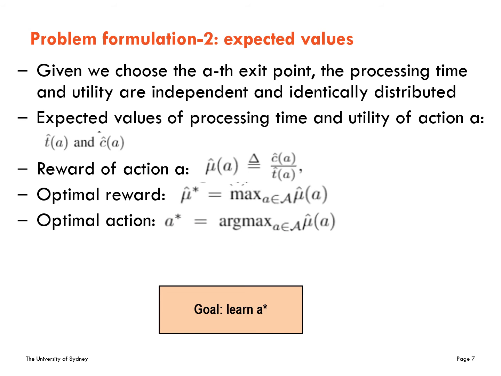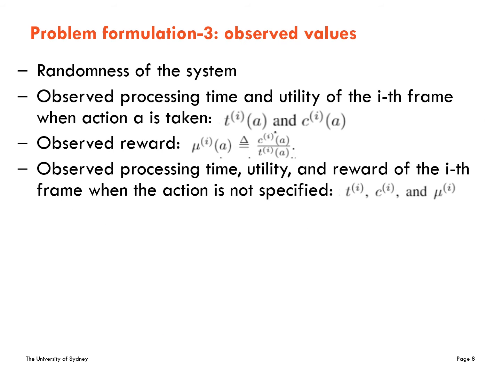Our goal here is to learn this optimal action on a per instance basis. After that, we need to define observed values because, due to the randomness of the system, it is impossible to know the exact number of the expected reward. So we define the observed processing time and the utility of the ith frame, and then we define the observed reward as follows.